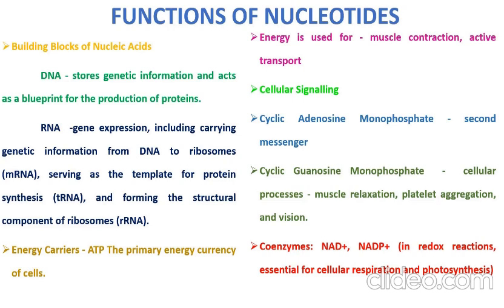And energy carriers, the ATP is the primary energy currency of cells. ATP stores and releases energy through the breaking and reforming of its phosphate bonds. This energy is used for cellular processes like muscle contraction, active transport, etc.